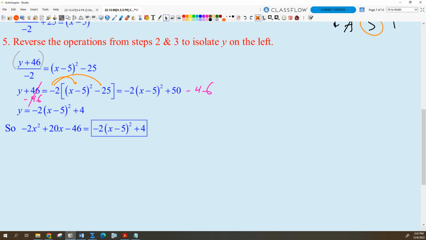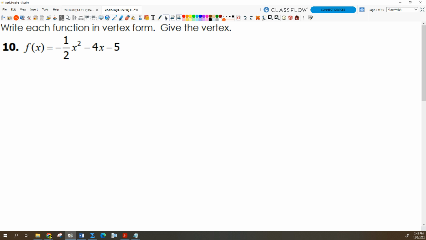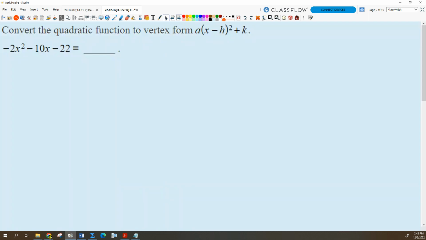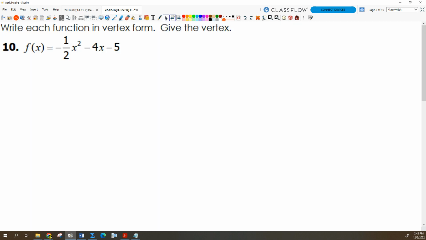Okay. Let's look at one more of those. So we want to, let's see, is that a good one? Yeah, that is. Okay. All right. Let's go through the process. What would I do first if I want to convert this into vertex form by completing the square?